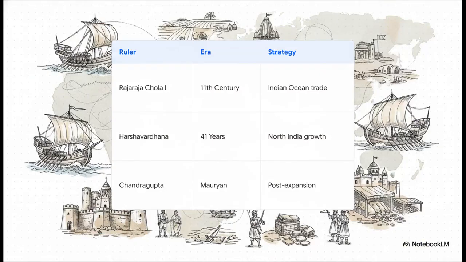Because look, all that wealth and economic prosperity, that wasn't a happy accident. It was a highly deliberate policy choice. Think about Harshavardhana rolling out major economic improvements across North India during his 41-year reign. Or Chandragupta Maurya. He didn't just stop at expanding his borders. He immediately pivoted his focus to massive post-expansion economic progress. They actively fostered local growth and clamped down on controlling vital trade.